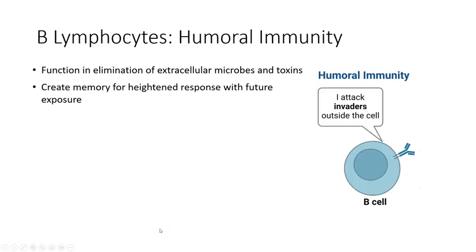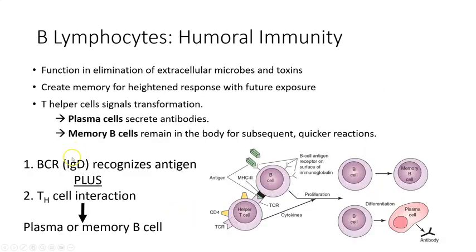Our humoral immunity is mediated through B lymphocytes. In humoral immunity, our B cells function to eliminate extracellular microbes and toxins. These are key, as creating memory will lead us to a heightened response if there is a subsequent exposure.